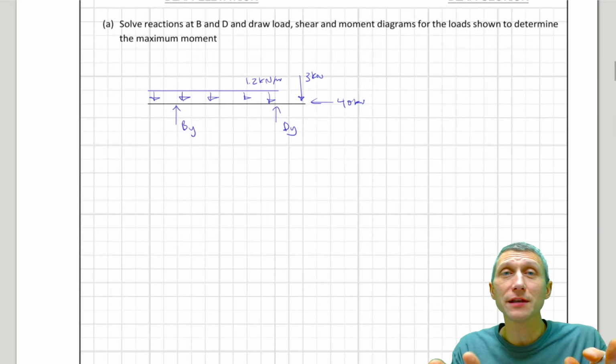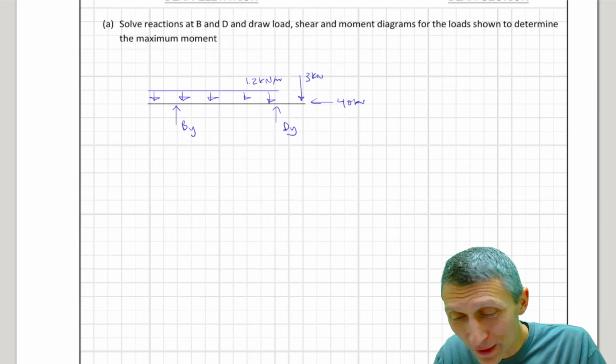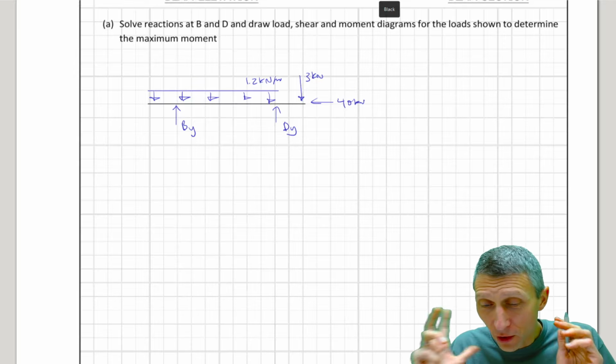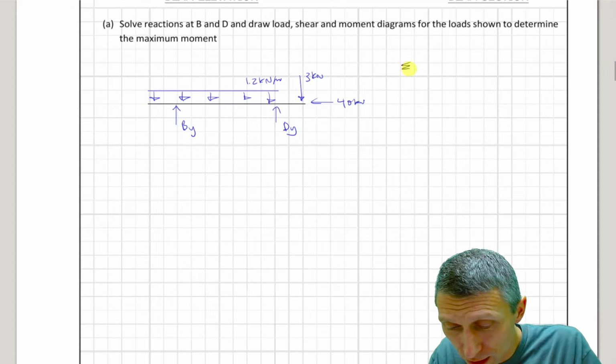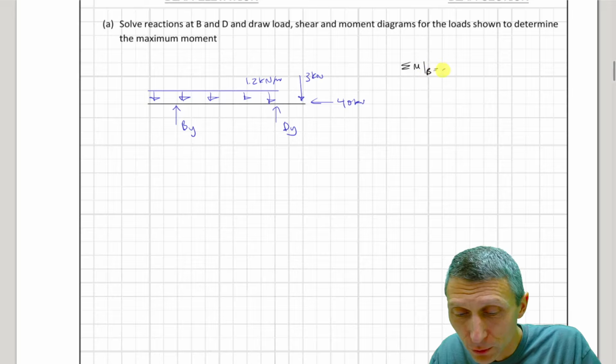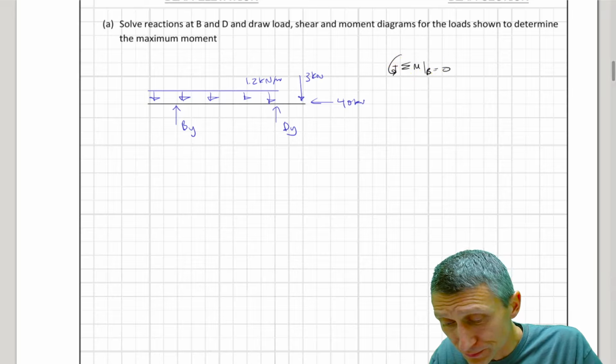Now, again, pause the video if you don't know how to do this. Go back and watch one of the other 60 videos here. Okay, but let's get started here, and we're just going to jump in and sum some moments about point B equal to 0. So when we do that, what do we get?